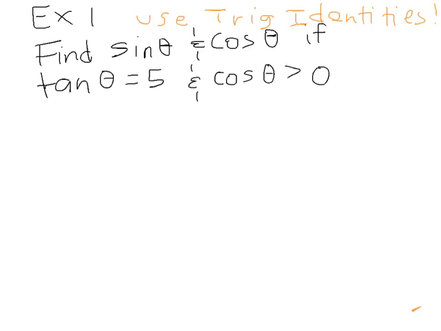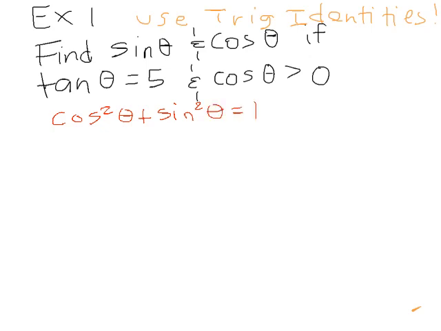So what we want to do is use the trig identities to find the sine of theta and the cosine of theta if the tangent of theta is equal to 5 and the cosine of theta is greater than 0. This is a little bit different than what you've been doing. Before, you would draw a right triangle and find the acute angle between the x-axis and all that kind of stuff. Now we want to use our trig identities, based off of the Pythagorean identities, the granddaddy of all of those being cosine squared theta plus sine squared theta equals 1.